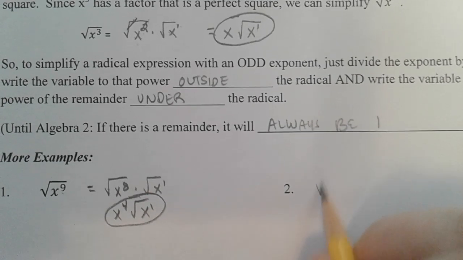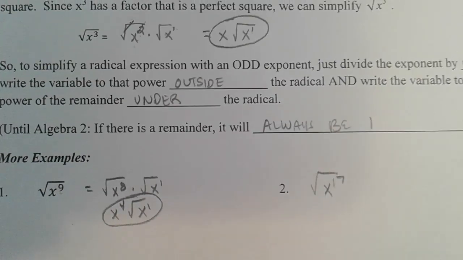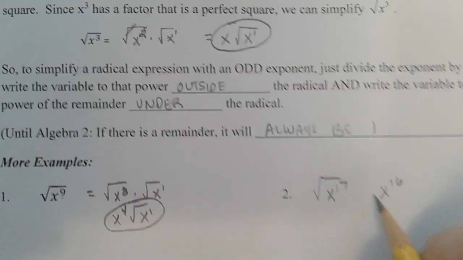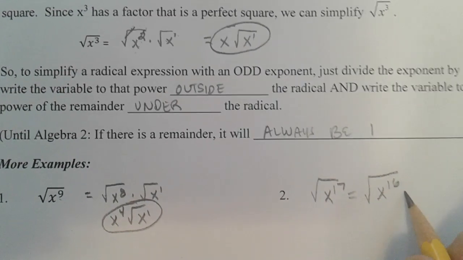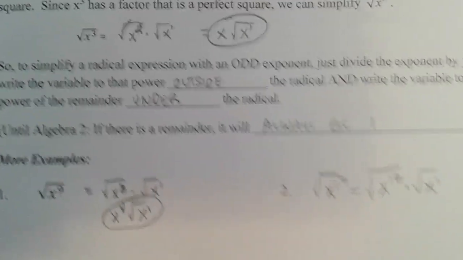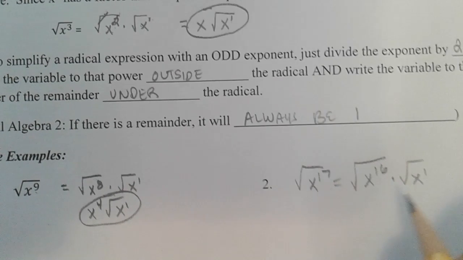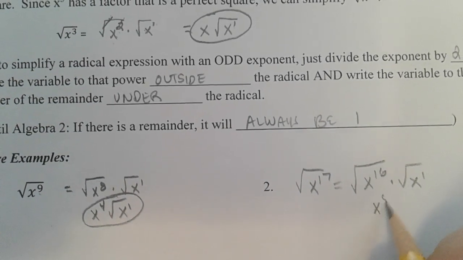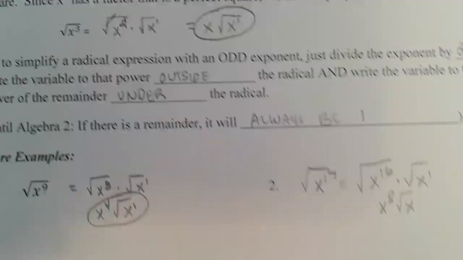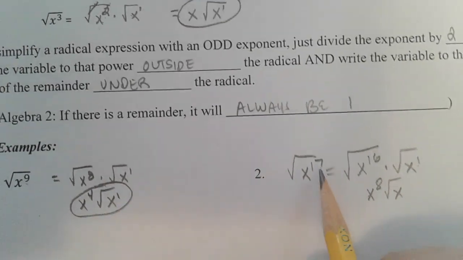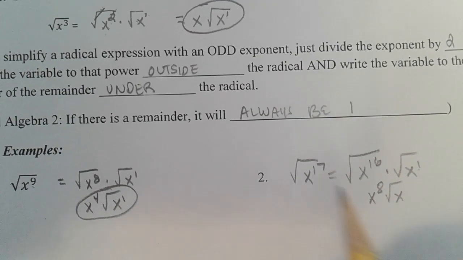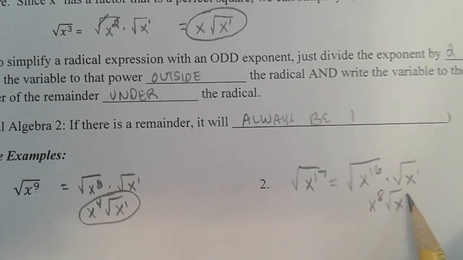Number 2, let's do the square root of x to the 17th. If I wanted to break this down, that would be the square root of x to the 16th times x to the first. Because then I could say 16 divided by 2 is 8, and that remains under. So with the shortcut, once again, you could do 17 divided by 2, which is 8, and it's got a remainder of 1.